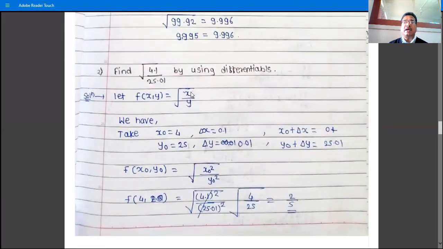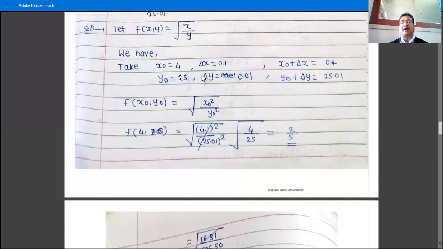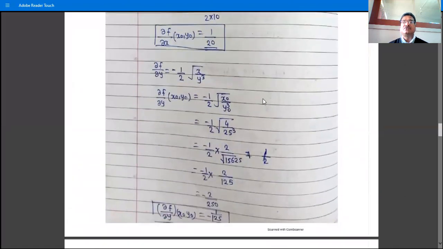Then del f by del y. So this is root x divided by root y. So root x is constant. Now the derivative is with respect to y, means root x is constant, and 1 by root y means y raised to minus half, and then its derivative is what? y raised to minus half plus 1 means y raised to half, divided by y raised to half. By using that, find this.